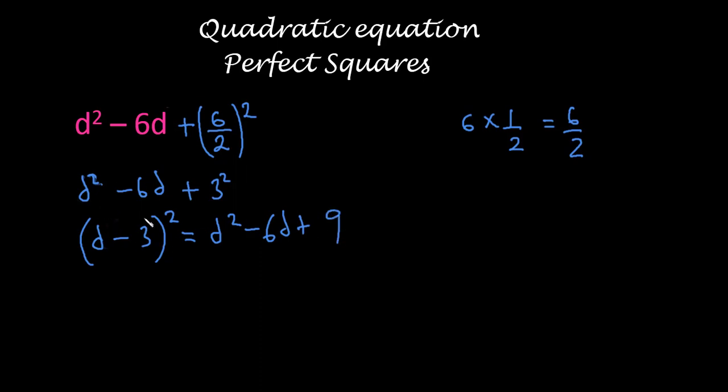Now, what you need to do is simple. Like I did before, I don't want to be proving it again. d minus 3 times d minus 3. Prove it and try to see if you are going to get d squared minus 6d plus 9, which you are going to get if you do it properly.